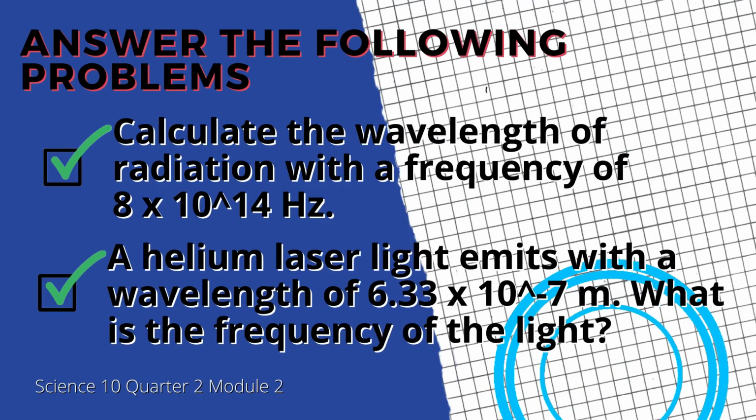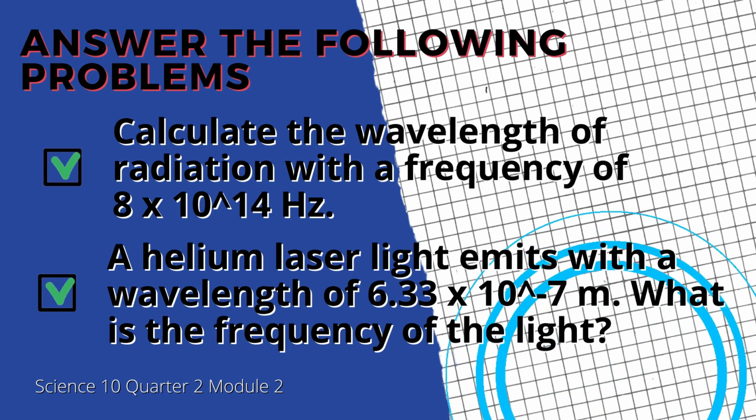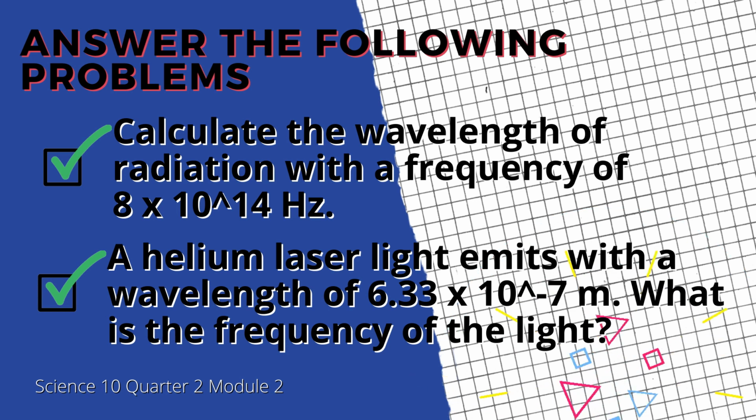Grade 10. Answer the following problems. Prepare your ball pen, paper, and calculator. Number 1. Calculate the wavelength of radiation with a frequency of 8 times 10 to the 14 Hz. Number 2. A helium laser light emits with a wavelength of 6.33 times 10 to the negative 7 meters. What is the frequency of the light?